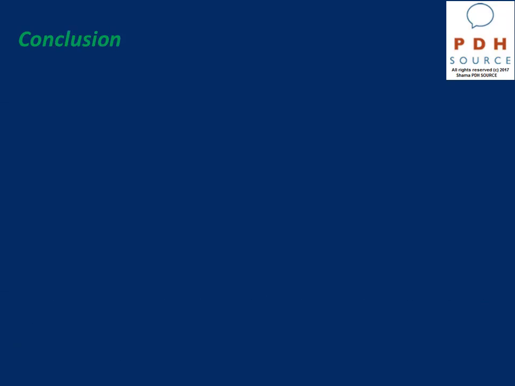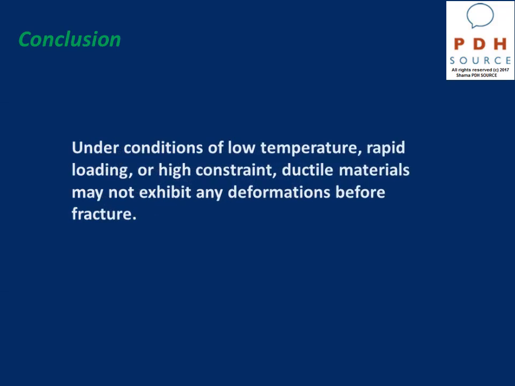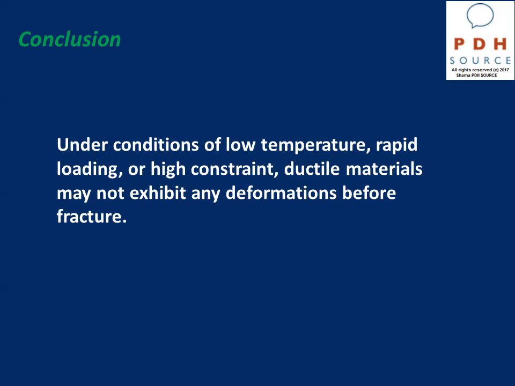So based on these three parameters, we can come to a very, very significant conclusion. Under conditions of low temperature, rapid loading, or high constraint, ductile materials may not exhibit any deformations before fracture. So under these conditions, even ductile material will exhibit a brittle behavior. So they will behave the same as brittle materials.